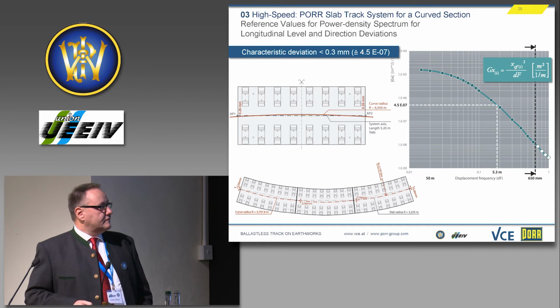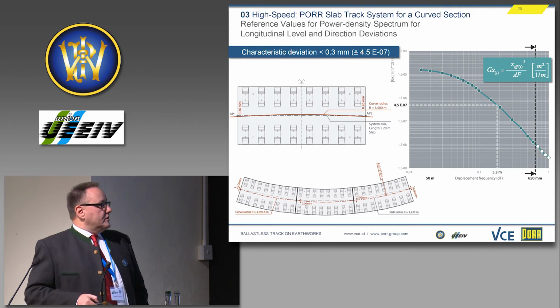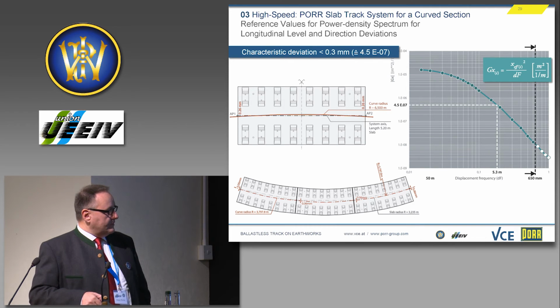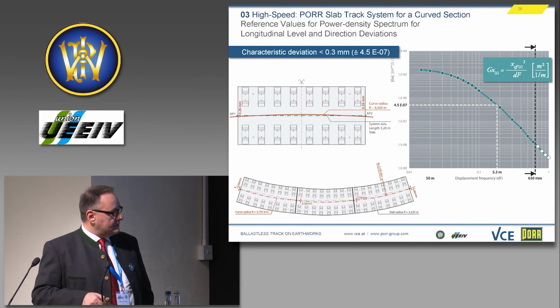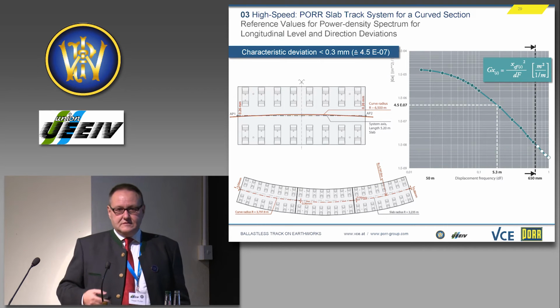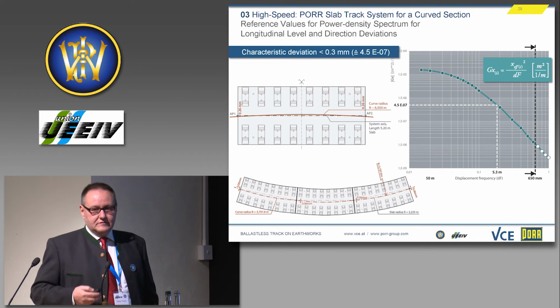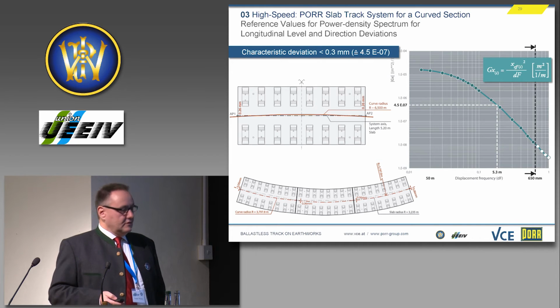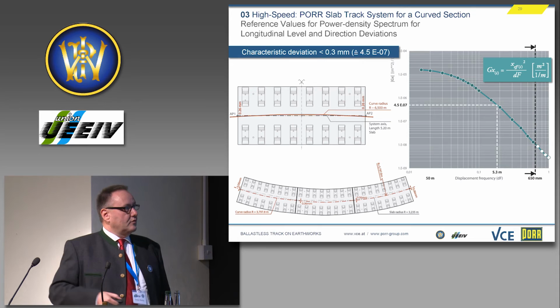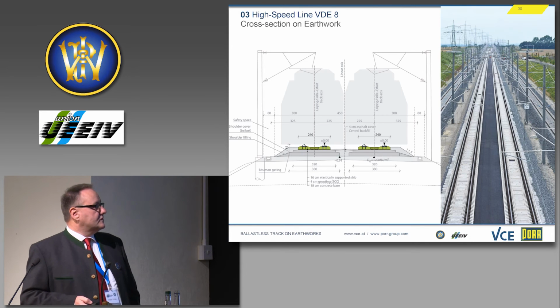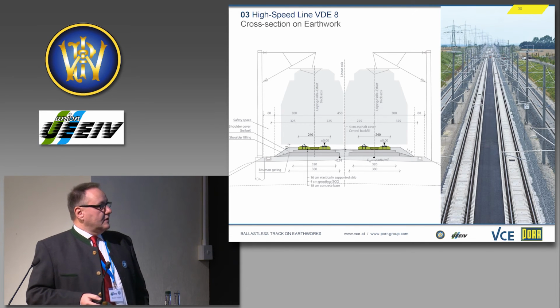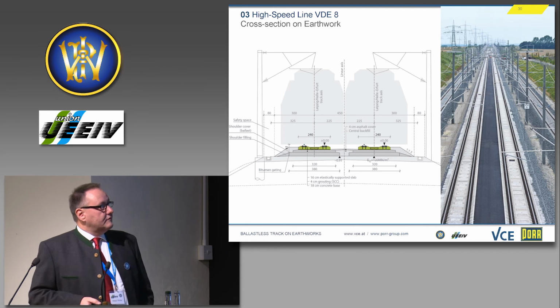So we did a lot of investigations on this, showing that the typical wavelengths of such a precast system are the length of the slab itself, and of course the distance of the rail fasteners. These are typical wavelengths where systematic failures may occur. And it has to be ensured that these failures are below these limits. This was possible to show, and therefore it was installed in the VDE 8 line.